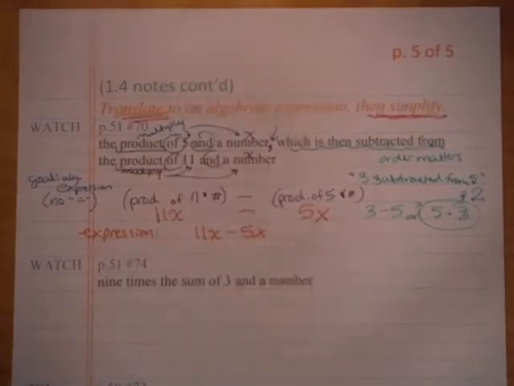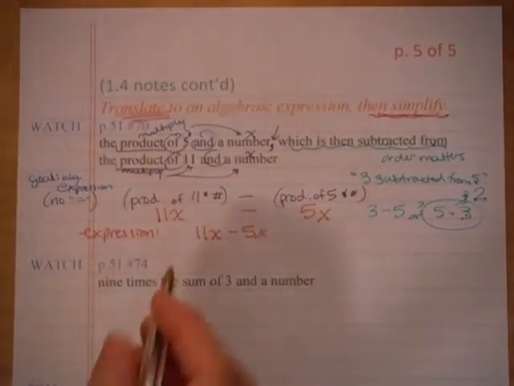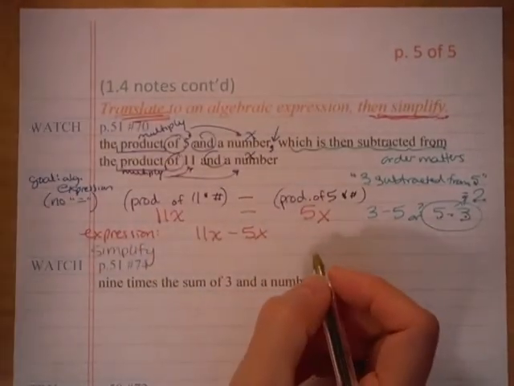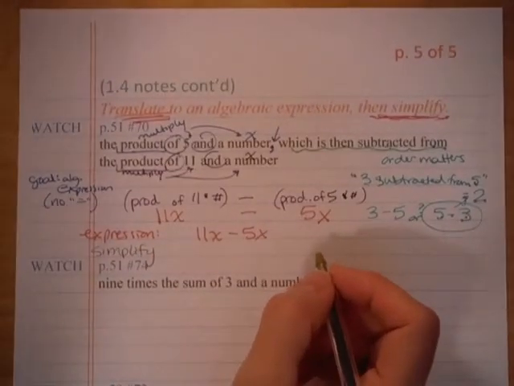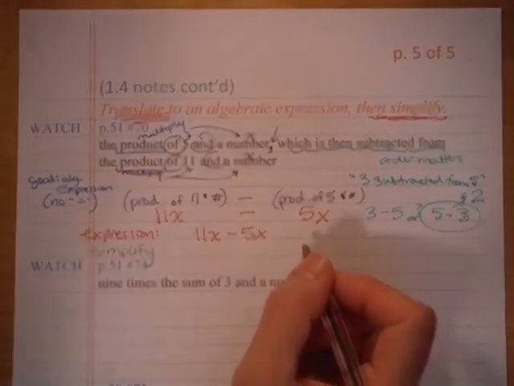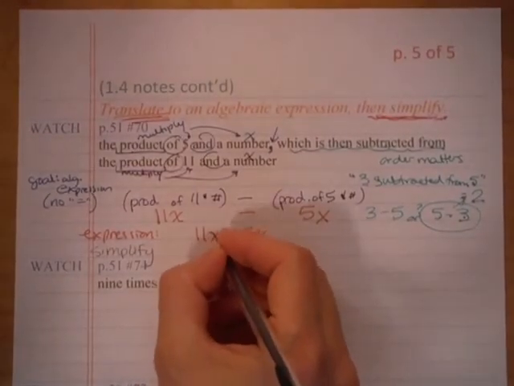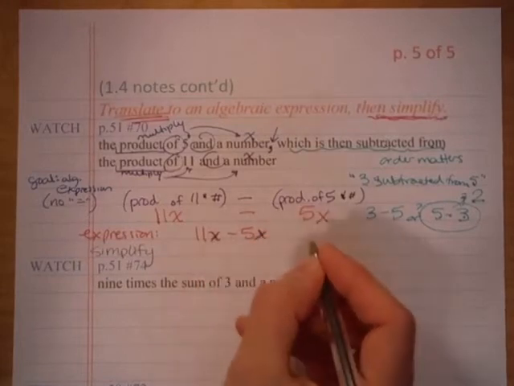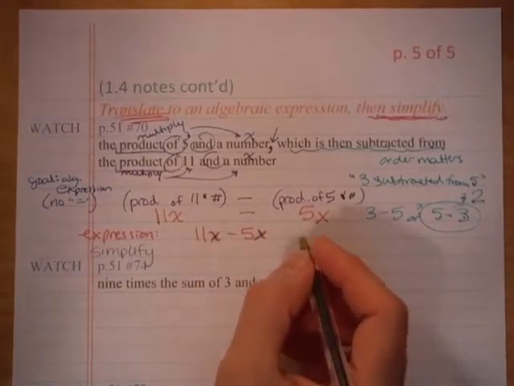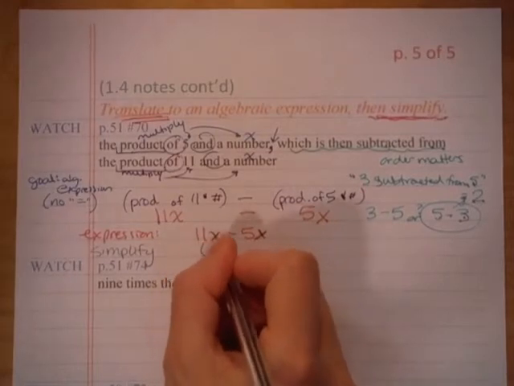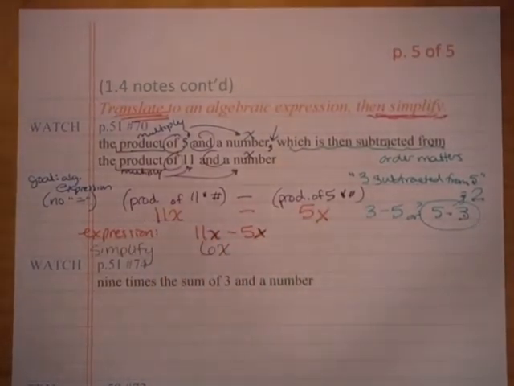And you'll see the two answers in the back of the book. For the simplified version, we're looking to get rid of any parentheses, distribute as needed, multiplication over addition, and then combine like terms. In this case, we have like terms because we have two x's that are identical, same variable, same exponent. We have 11 of them minus another 5 of them. That leaves 6x.